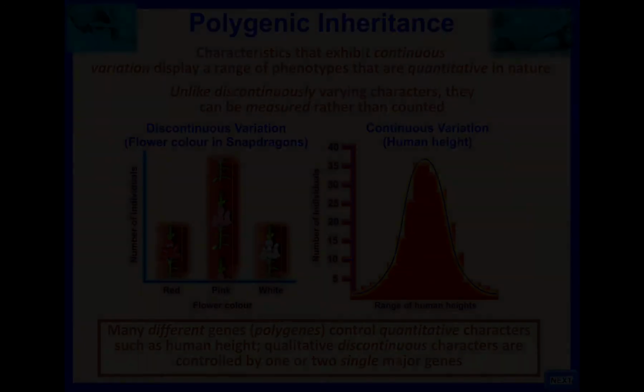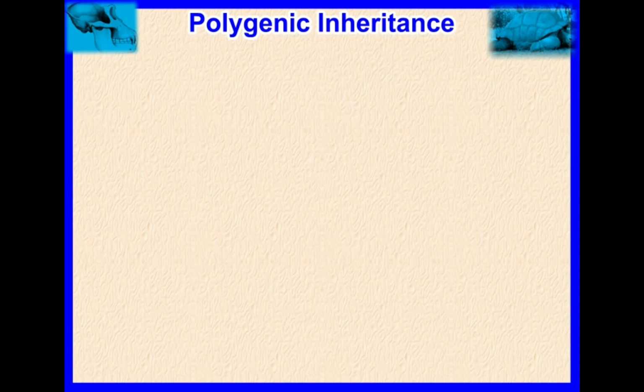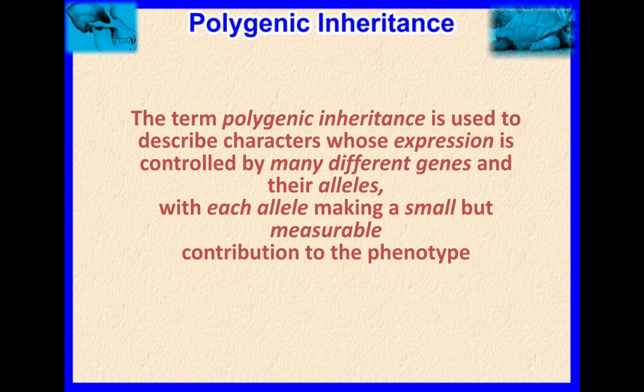So polygenetic inheritance is used to describe characteristics whose expression is controlled by many different genes and their alleles, with each allele making a small but measurable contribution to that phenotype.